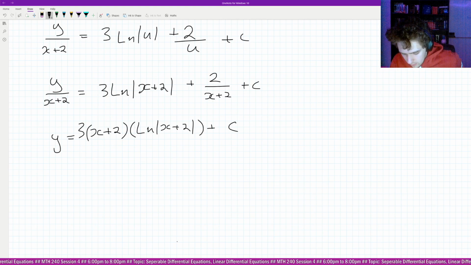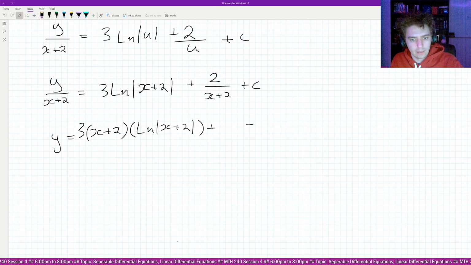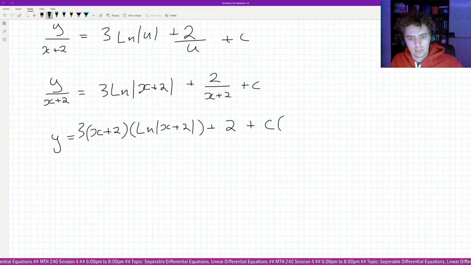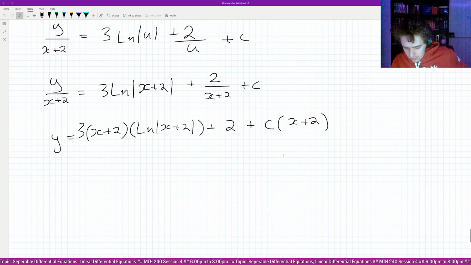Oh, you know what? Actually, no. Sorry, that was wrong. The end there was wrong. Since I'm multiplying both sides not by a constant but by a function of x, I do actually have to multiply it onto the c here. So this is just going to be 2, and this is going to be c times x plus 2. In this case you do have to multiply because this is a function of x. This isn't just some random constant anymore. So yeah, you need that there.